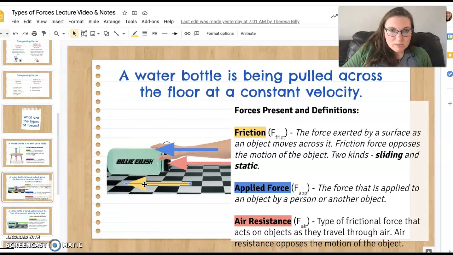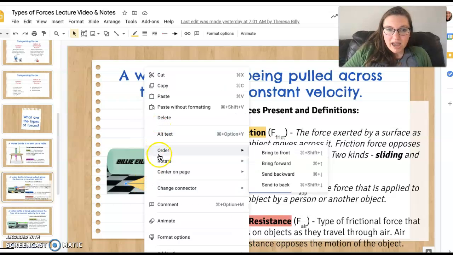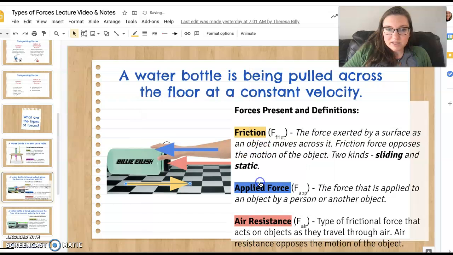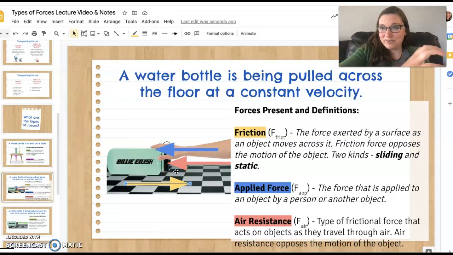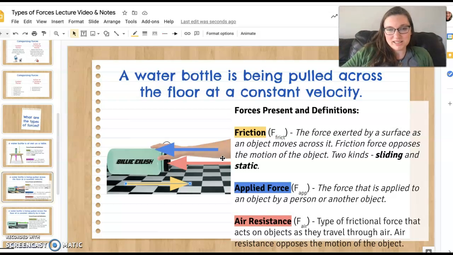And actually, I'm going to switch this around because the frictional force goes in the opposite direction as the applied force. So the applied force is the act of pushing or pulling. So it's this hand that's pushing, applying a force to the water bottle, pushing it across the table or the floor. And then air resistance is not going to have much of an effect on this water bottle, but if you are an airplane or a piece of paper falling down, then that air resistance is going to have a big impact on how you move and how quickly, and things like that.